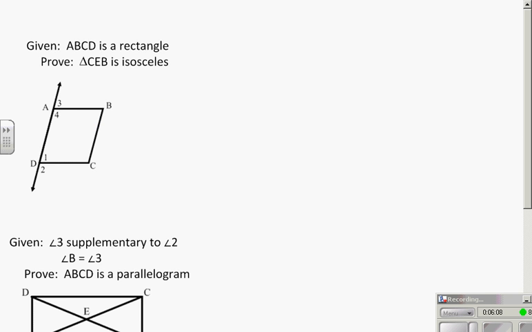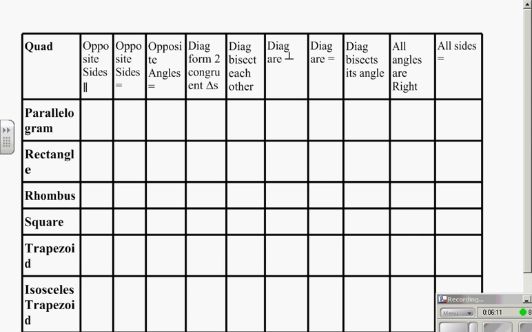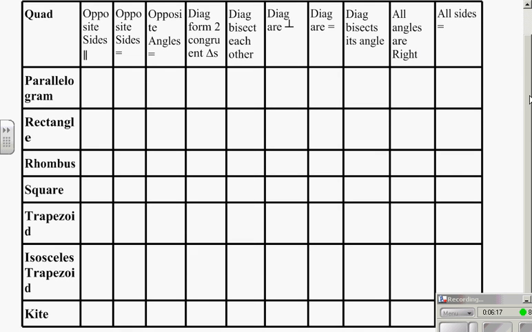Now, just to put this all together and review a little bit, I'm going to skip the proofs for right now, and I'm going to look at the table that's in your notes. We're going to work these criteria down, and I'm going to draw some pictures for you because some of the material is coming in a later lesson. If I look at which figures have opposite sides parallel, the ones that have opposite sides parallel are my parallelograms. And that would include my rectangle, my rhombus, and my square.